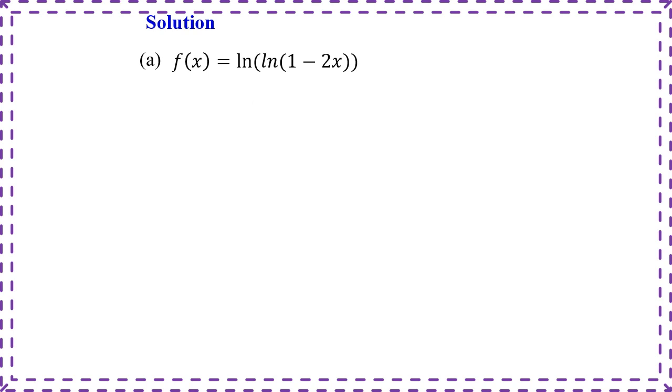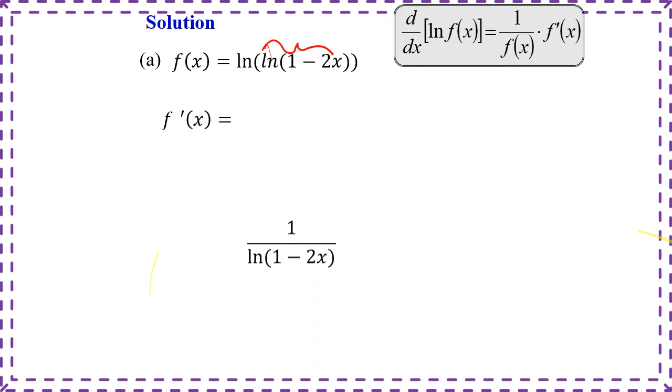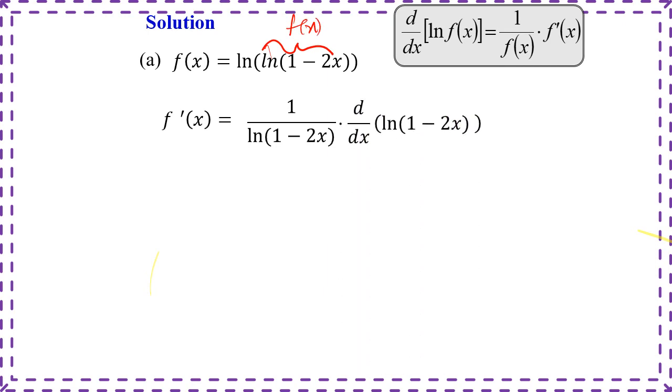Okay, so for question A, natural log of natural log of 1 minus 2x, directly you can apply the formula of natural log, which is 1 over f(x). So what is our f(x) here? Our f(x) here is natural log of 1 minus 2x. So 1 over natural log of 1 minus 2x, and then multiply with the derivative of f(x). So the derivative of natural log of 1 minus 2x.